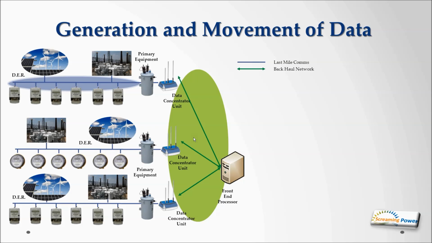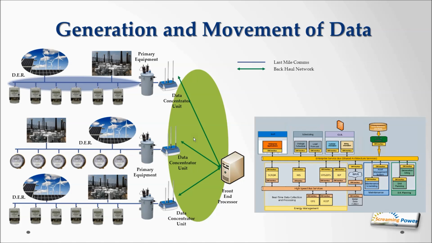The front-end processor to data concentrator is called the backhaul network, and in a lot of cases this is already in place via the utility. And we then end up within the enterprise where we're using LANs, and we have to get the data from the front-end processor onto those LANs.